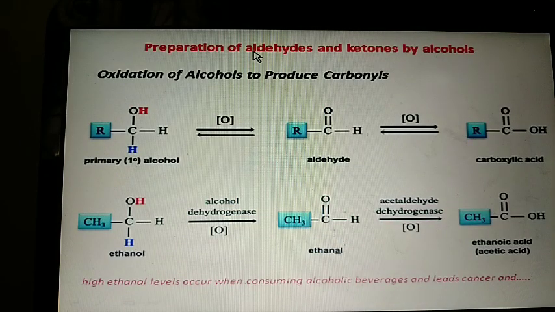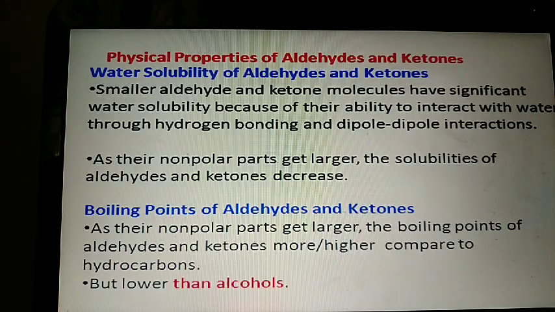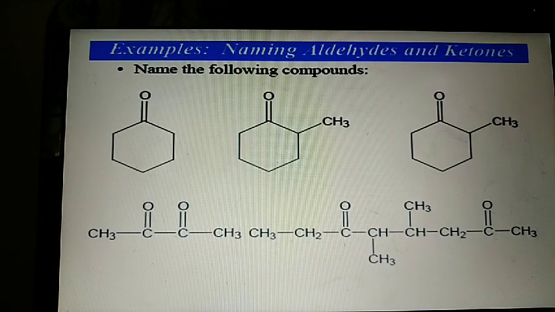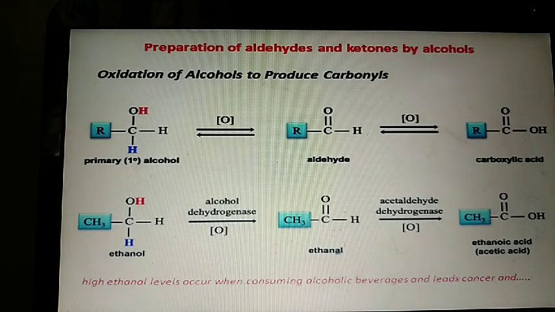So now we will come to your proper syllabus. Your syllabus for this semester starts from the synthesis of aldehydes and ketones. The rest of these are just a brief introduction about aldehydes and ketones. So now we will go with the preparation of aldehydes and ketones one by one. The first method is oxidation of alcohols to produce carbonyl compounds, that is, aldehydes and ketones.